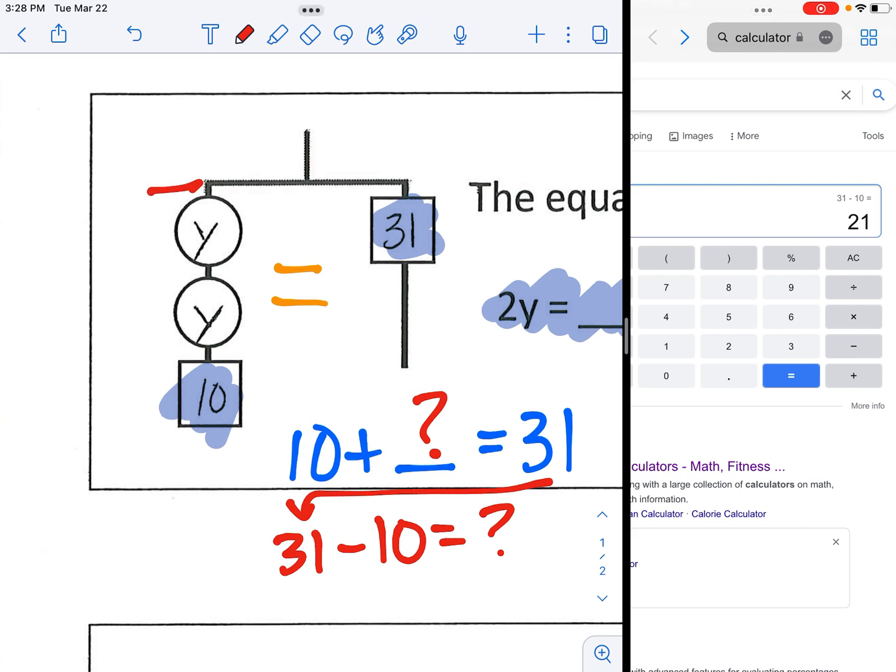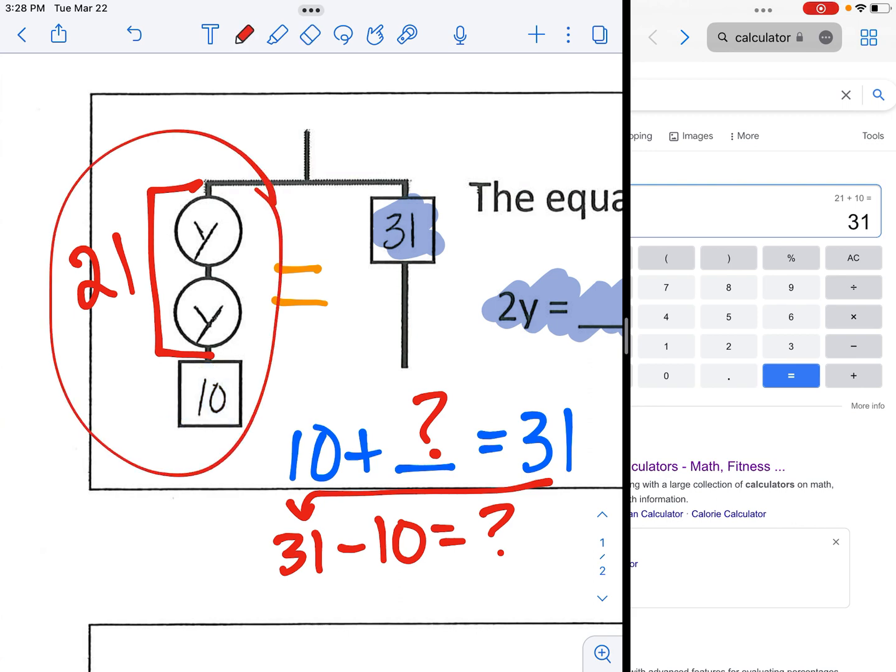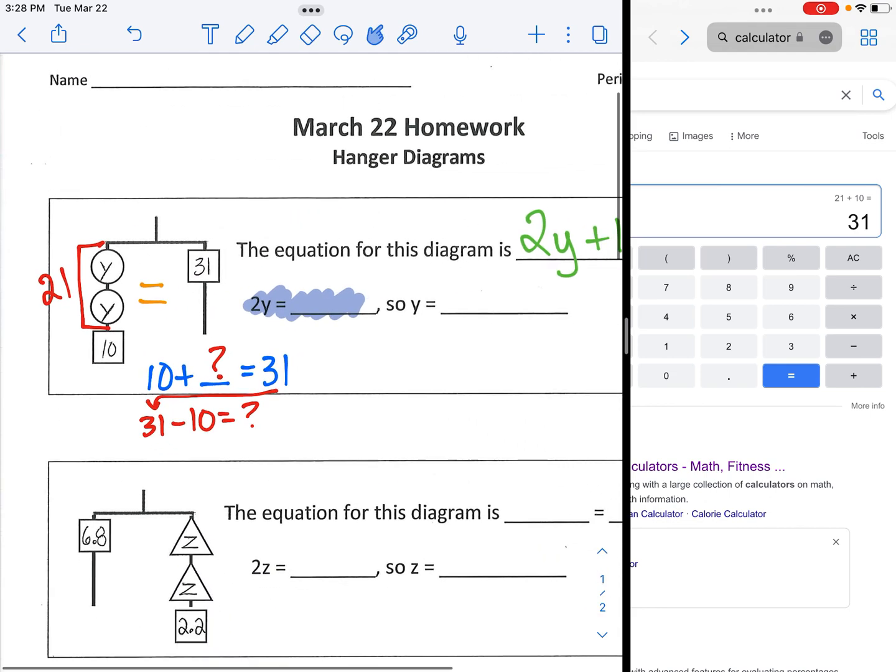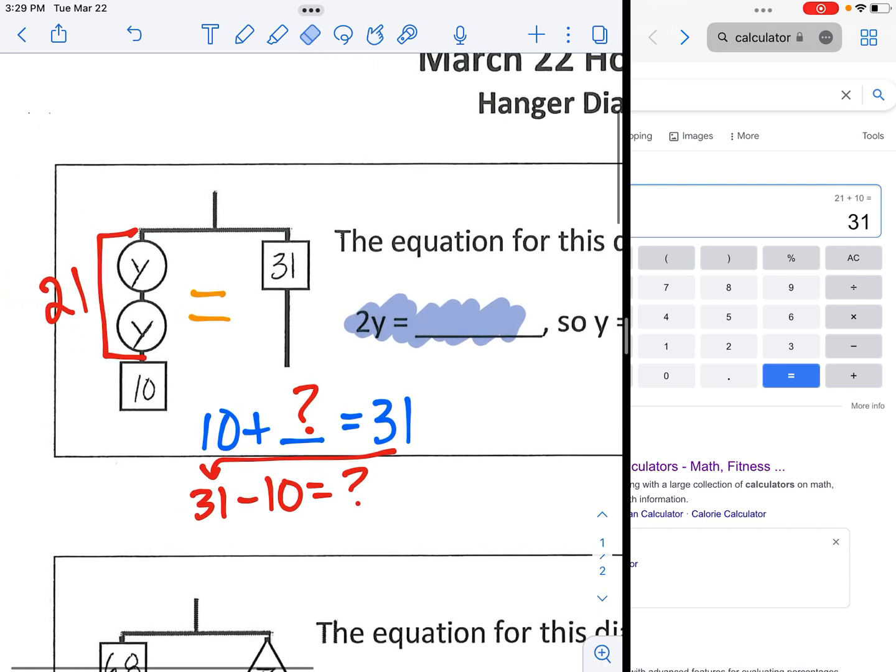What this means is that these two y's together are 21. Because if I do 21 plus 10, now, 21 plus 10, I'll get 31. So this now means this side equals 31, just like this side equals 31. Okay, in this blank, it says 2y equals, we just said that 2y's is 21.